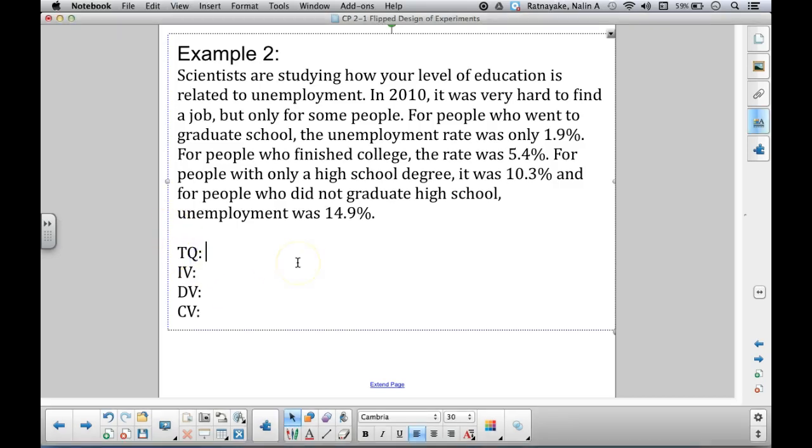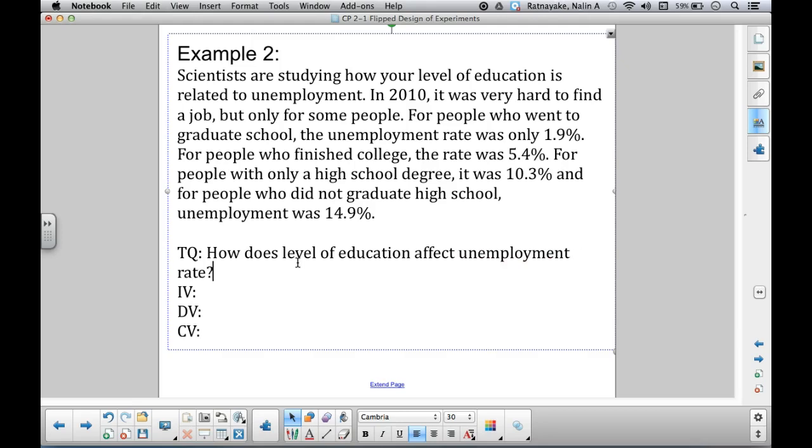Okay, let's see how you did. In this case, we're looking at the effect of one thing on another to formulate our testable question, and we're looking for how does level of education affect unemployment rate? Okay, I'm looking for the effect of level of education, so that's going to be my independent variable.